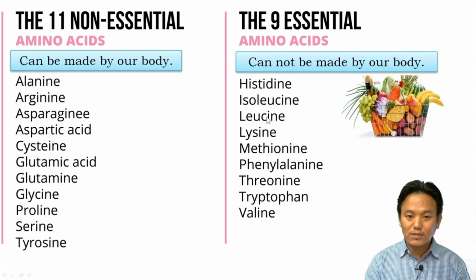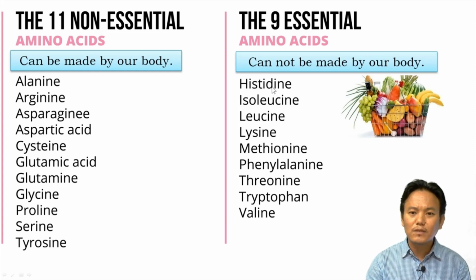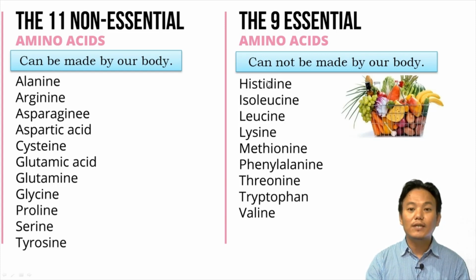The 9 essential amino acids include histidine, isoleucine and others. These 9 amino acids cannot be synthesized by our body. Therefore, they are essential amino acids. Non-essential, then essential. These amino acids are said to be essential because they cannot be made in our bodies. Therefore, they are essential in our diet. Amino acids that are essential in our diet are said to be essential amino acids.